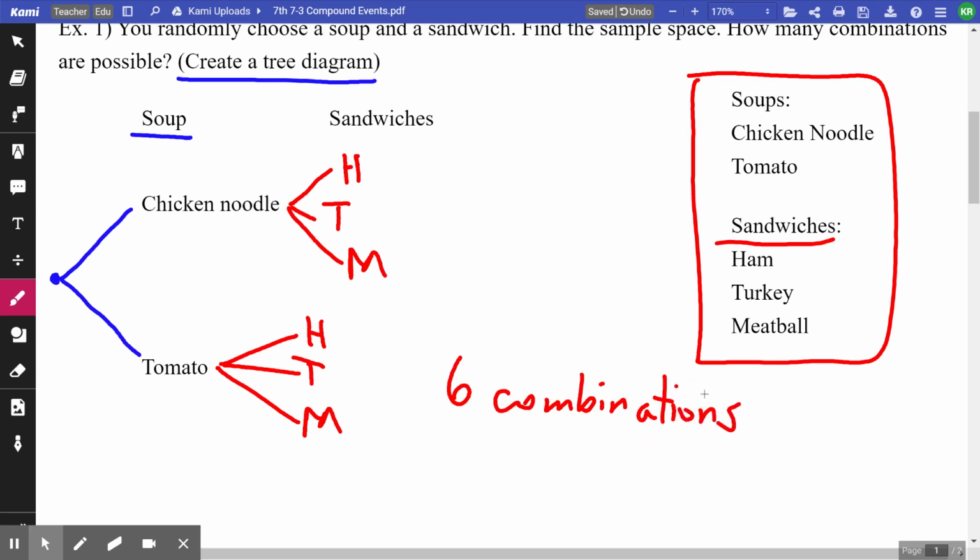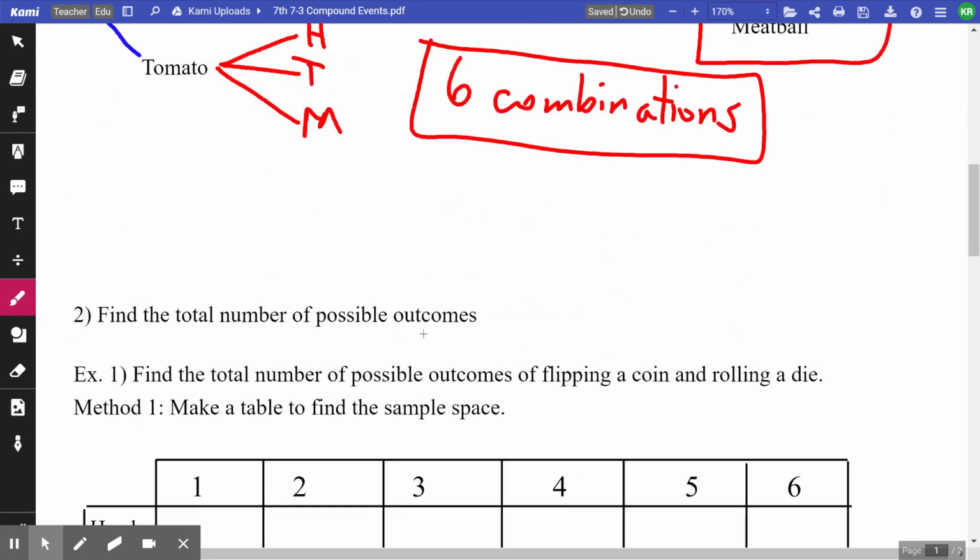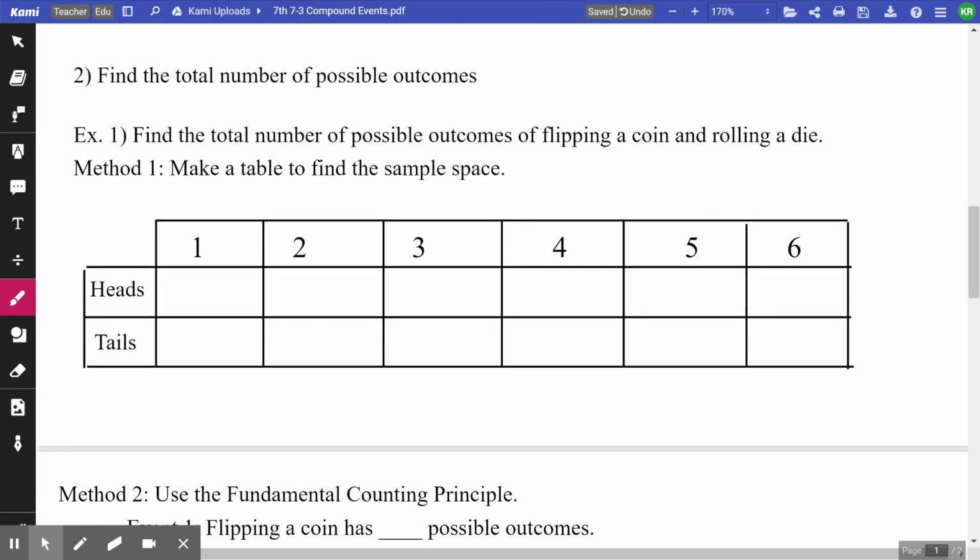So that's one way to find sample space. 6 combinations is our sample space. Another way we can talk about this is to find the total number of possible outcomes. So we're going to do this by doing example 1: find the total number of possible outcomes of flipping a coin and rolling a die.